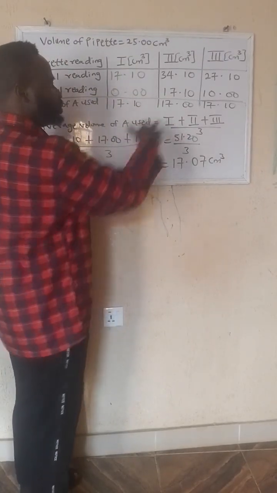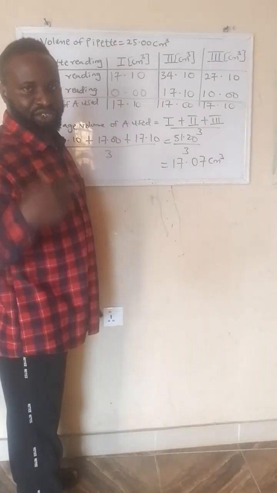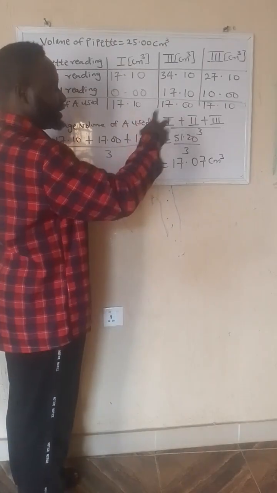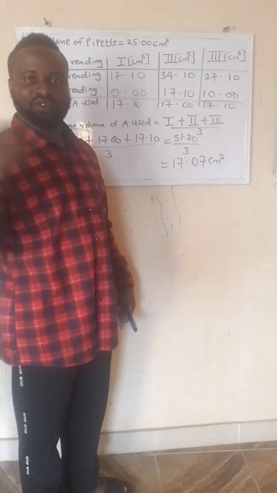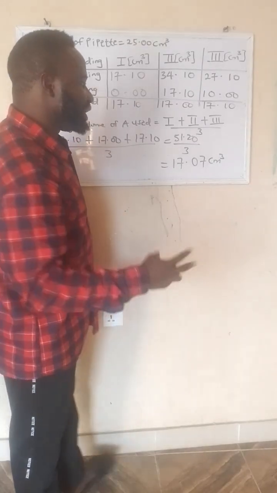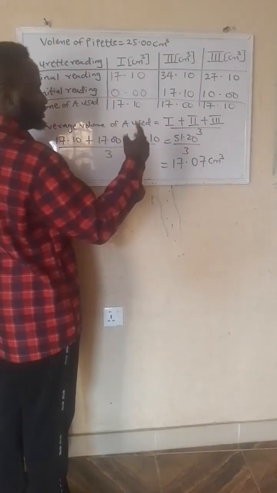Now if you are picking 2 values, you will divide by 2. If you want to take your average by picking 2 values, pick values that are closest within the range of plus or minus 0.2. Then divide by 2.